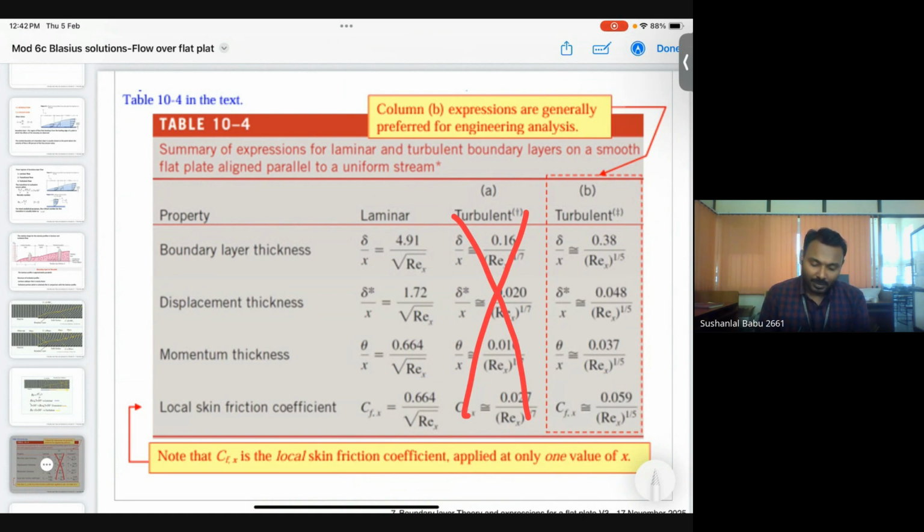Okay. So delta is the boundary layer thickness, delta star is the displacement thickness, theta is the momentum thickness, and Cf_x is the local skin friction coefficient. Why local skin friction coefficient? Because it depends upon x, and as the distance varies, the skin friction coefficient and all these parameters vary. So these are the Blasius solutions, and using them we can calculate boundary layer thickness, displacement thickness, momentum thickness, and local skin friction coefficient for laminar and turbulent conditions over a flat plate.